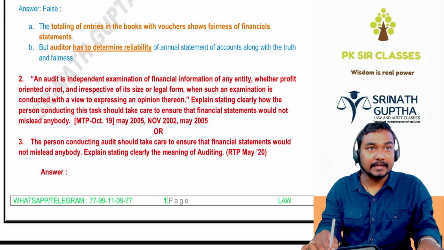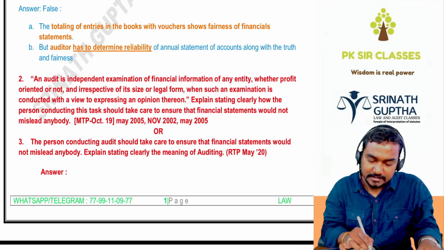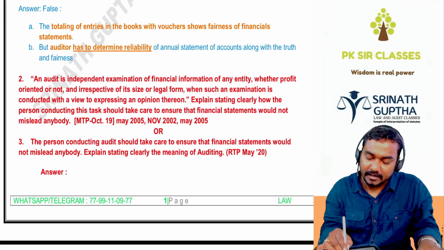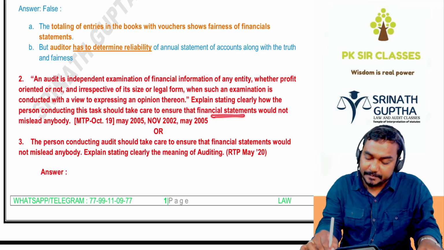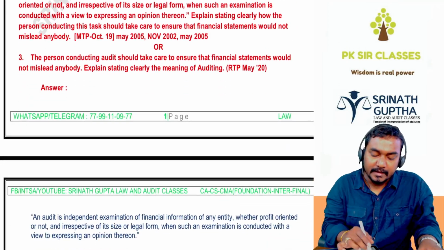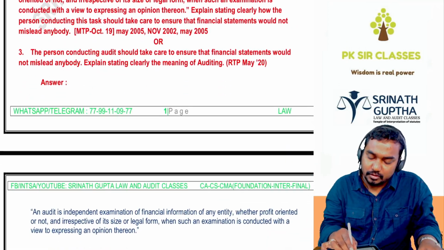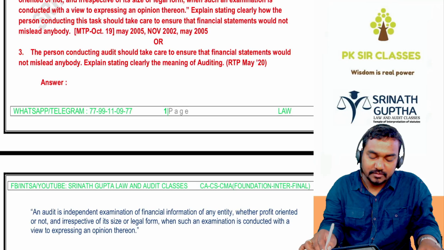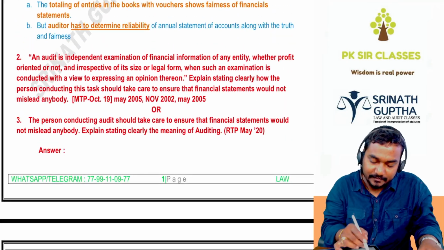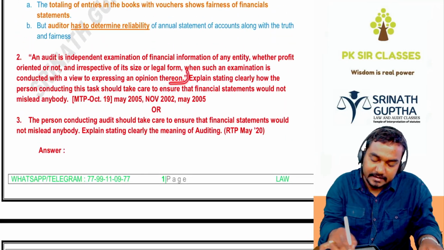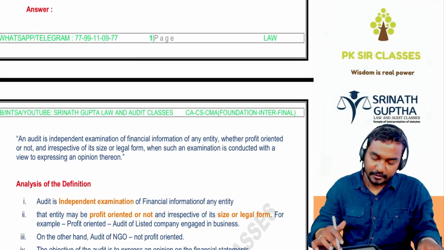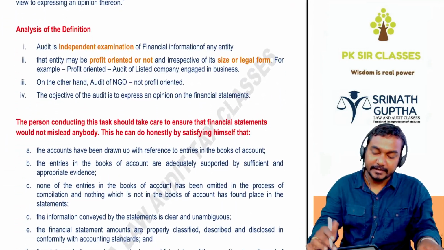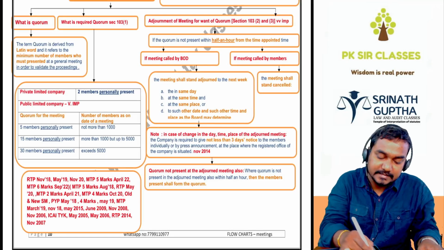Explain, stating clearly how the person conducting the audit should take care to ensure that financial statements would not mislead anyone. But you see the question, this part is missing in the second question. So what we have to do, beta, is analyze the definition and read this thing.